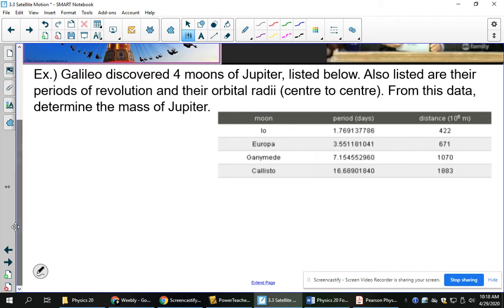Galileo discovered 4 moons of Jupiter, listed below. Also listed are their periods of revolution and their orbital radii, center to center. From this data, we need to determine the mass of Jupiter.